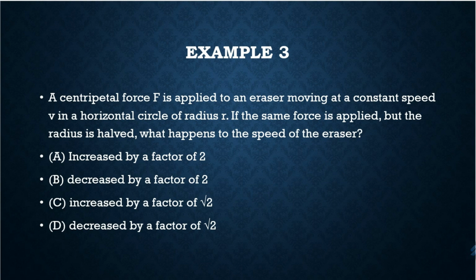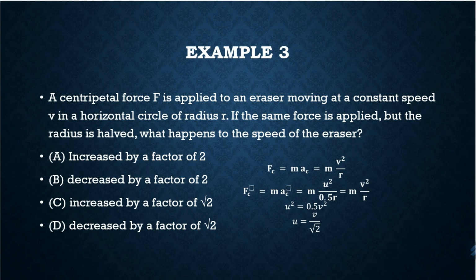And example 3: a centripetal force is applied to an eraser moving at a constant speed v in a horizontal circle of radius r. If the same force is applied but the radius is halved, what happens to the speed of the eraser? Initially, the centripetal force is m v squared over r. After the radius is halved, the new force is m u squared over 0.5 r, or half r, where u is the new velocity.